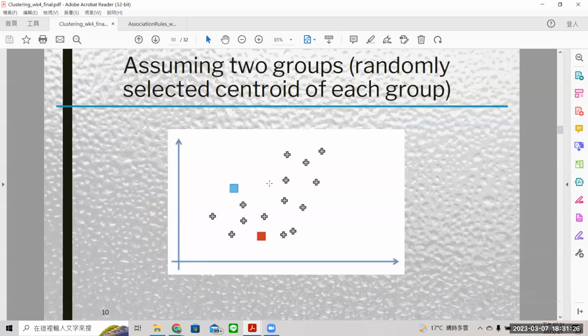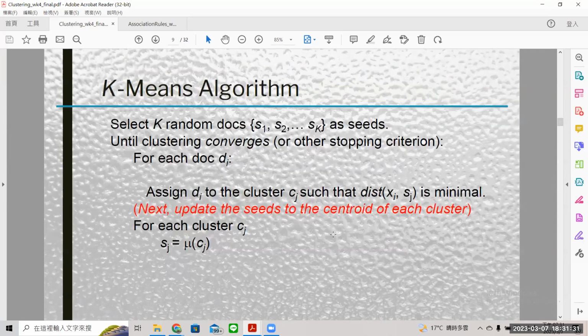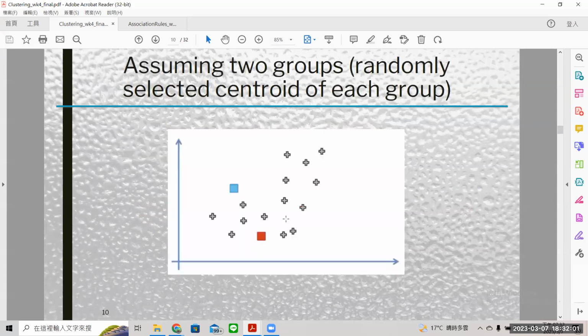You see, assume 2 groups. In the following example, I will subjectively assume K is 2. Okay, K is 2. That means I try to classify my sample into 2 groups. So in the following example within my graphical presentation, please assume K is 2. Okay, now we go here.